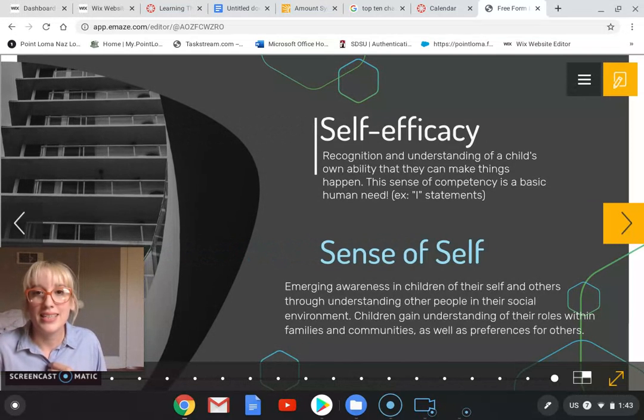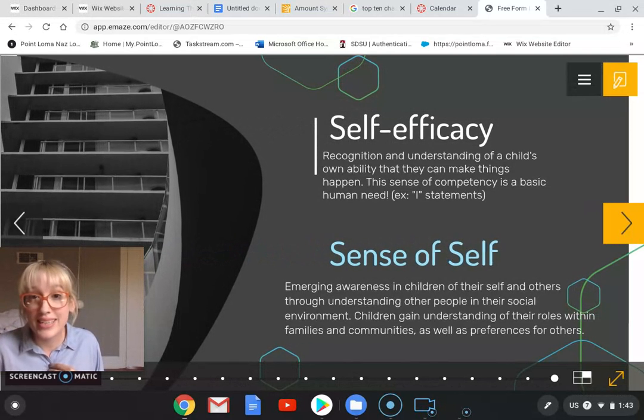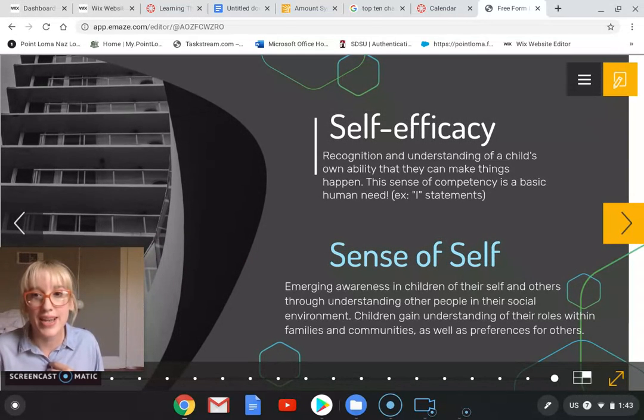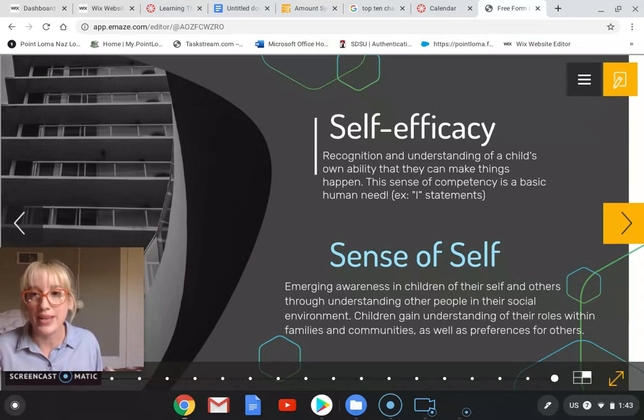And let's see, self-efficacy is the recognition and understanding of a child's own ability that they can make things happen. So when you're really little, it's this sense of competency, which is a basic human need. So examples: children and I statements. I made that. I did this.